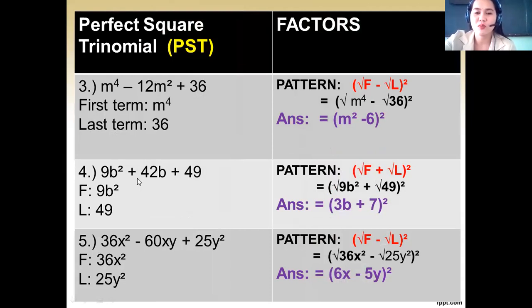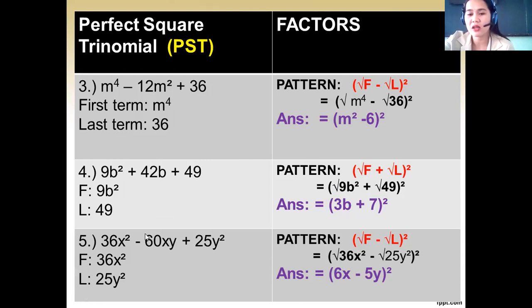Okay, how about this one? 9b squared plus 42b plus 49. As you can see, the square root of 9b squared is 3b, and the square root of 49 is 7. And the sign of the middle term is positive. So therefore, we have 3b plus 7 squared. Ma'am, pwede bang sagot kami ng 3b plus 7 times 3b plus 7? Yes. Okay lang yan. The same lang din yan sila.